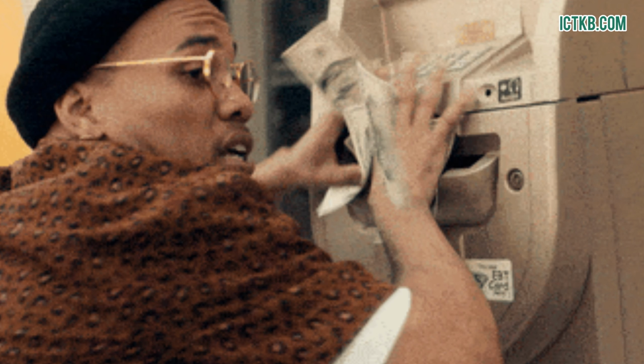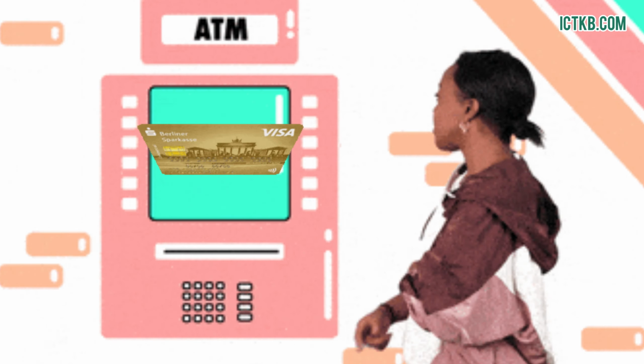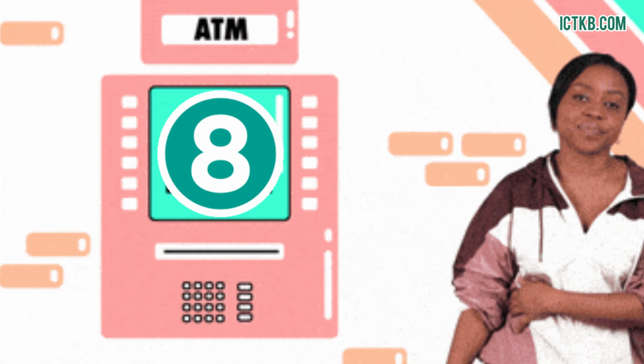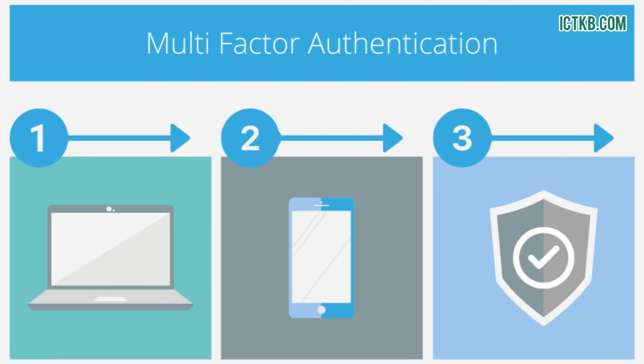Take, for instance, withdrawing money from an ATM. You need your debit card, something you have, and a PIN, something you know. This is a classic example of multi-factor authentication.